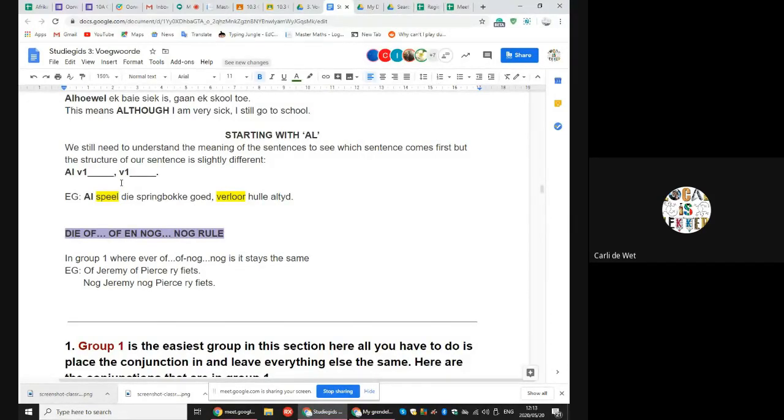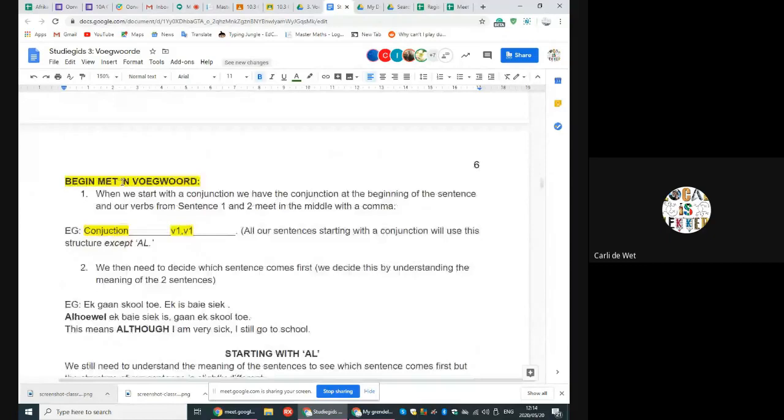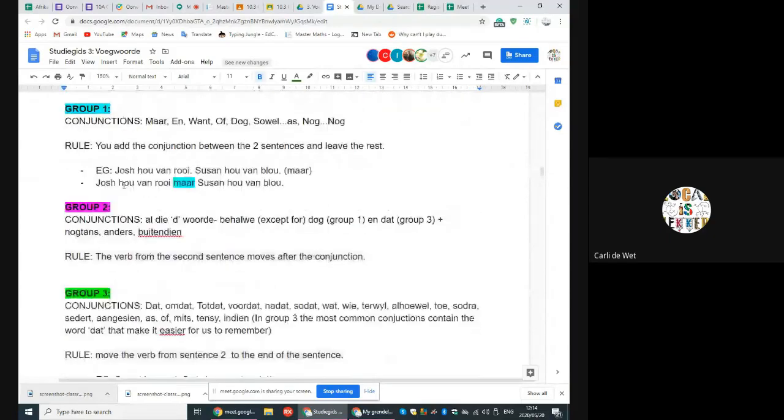Who of you are still not sure about this part of the work where you have to start with a conjunction? I'm all good. Anybody else who's not sure what's going on? Okay, now I'm going to move to the last part of the work.